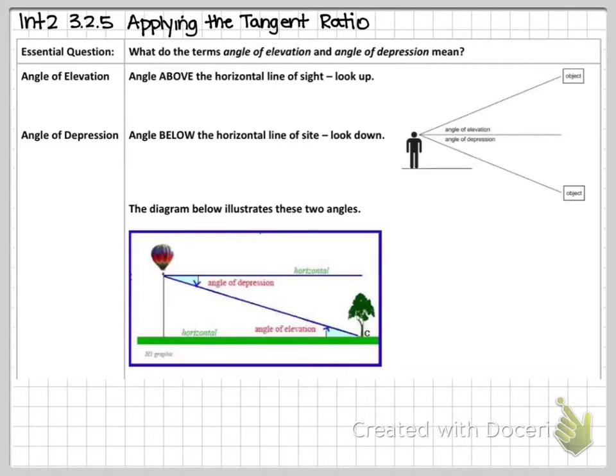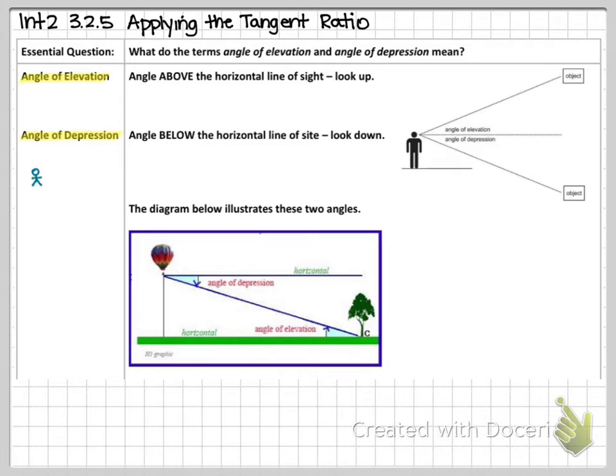The notes for Integrated 2, 3.2.5. We're going to do some applications of the tangent ratio. A couple of things to note is that we have this whole angle of elevation and angle of depression. Ultimately, here's the idea. So let's say we take a single person.